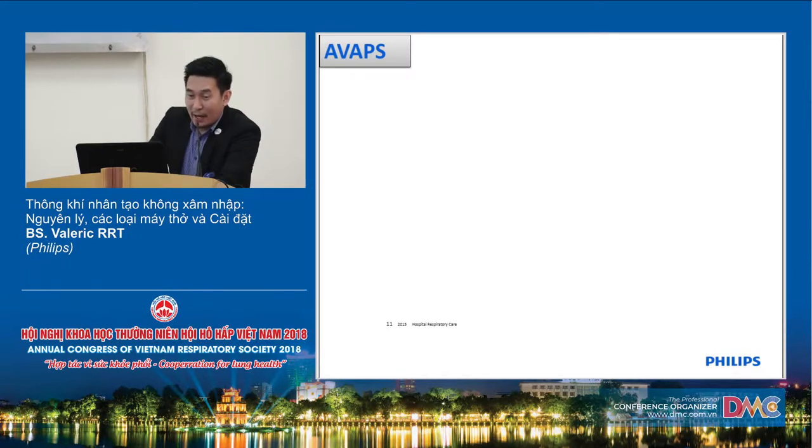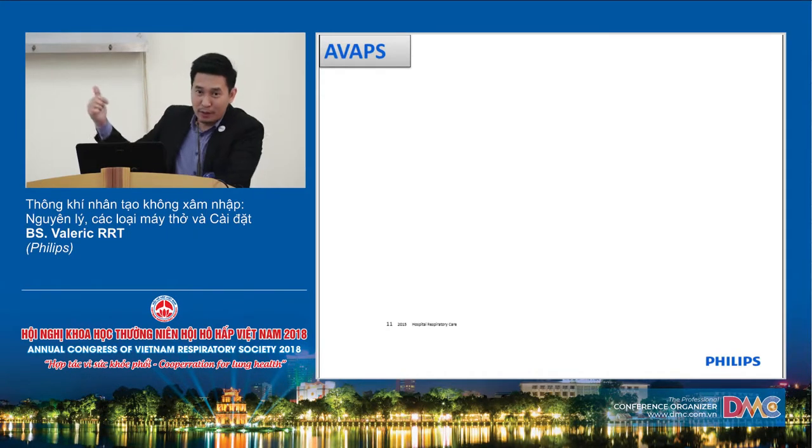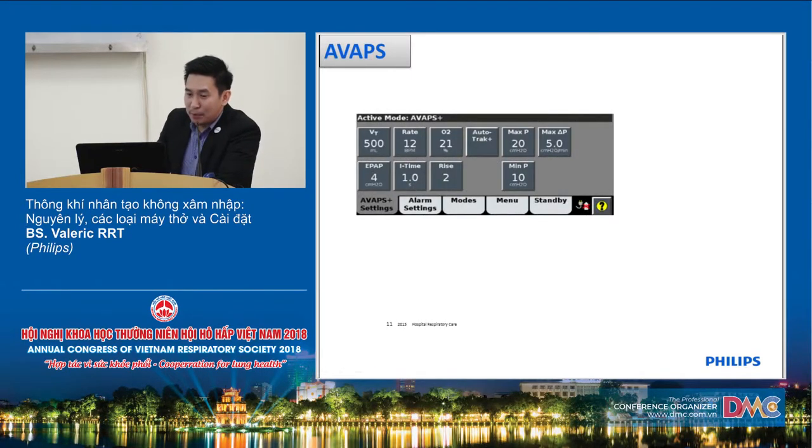Okay. So AVAPS, average volume assured pressure support. We combine the volume and the pressure, so we put it together and came up with AVAPS. So what does AVAPS mean? In AVAPS, instead of controlling the IPAP, inspiratory positive airway pressure, you have your tidal volume settings, like Dr. Sun discussed earlier, the tidal volume computation. So instead of IPAP, we're using the direct tidal volume setting.